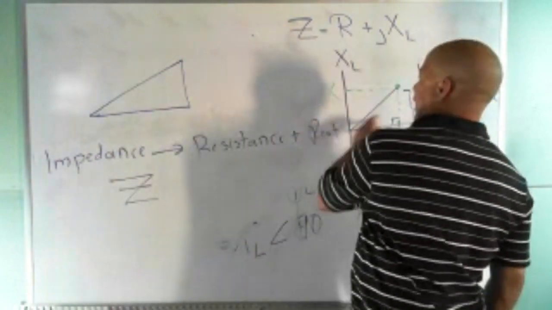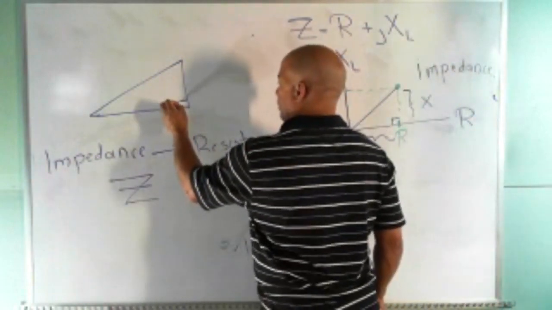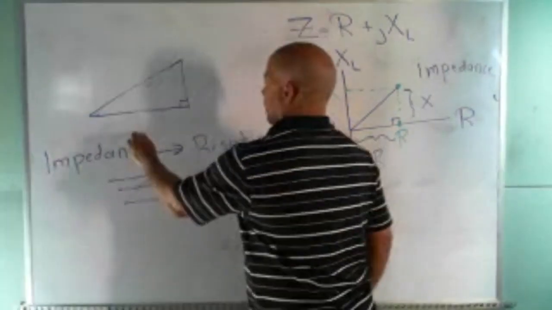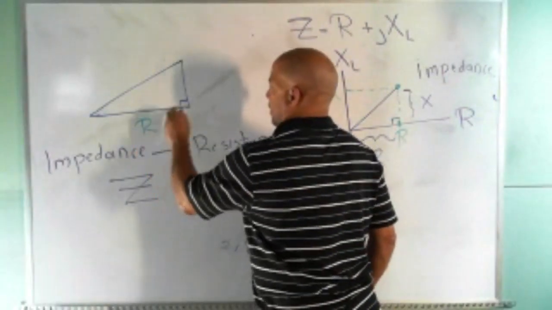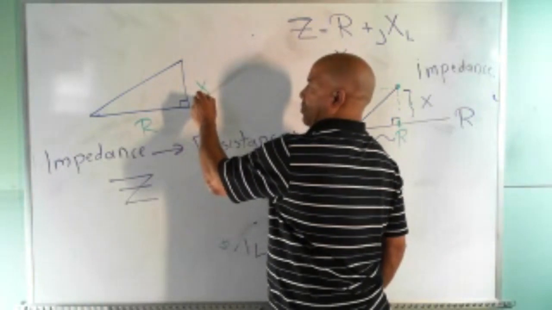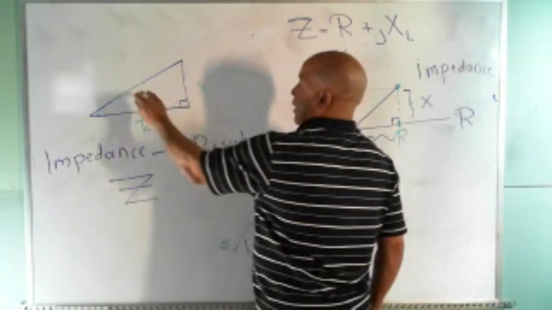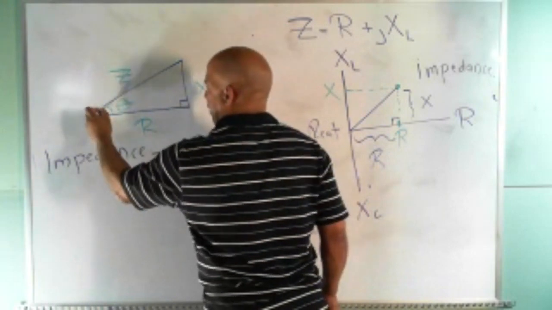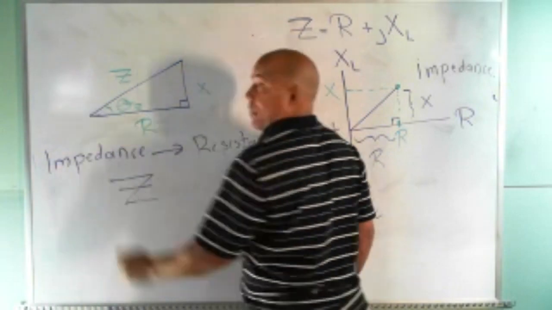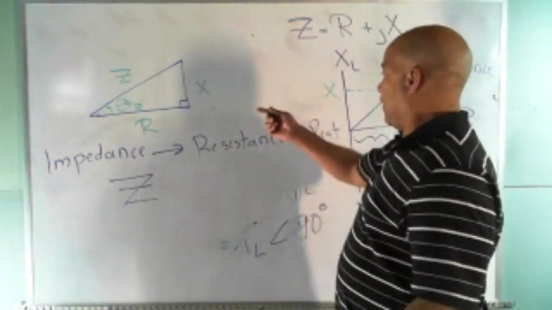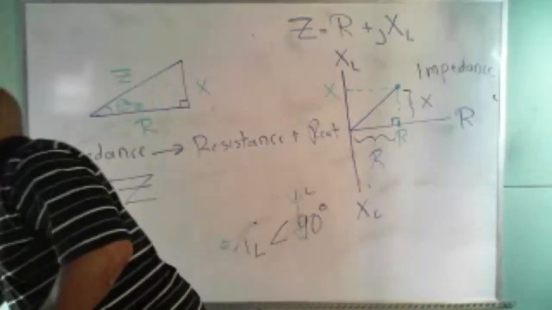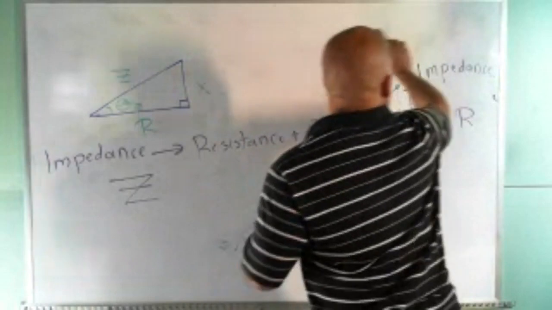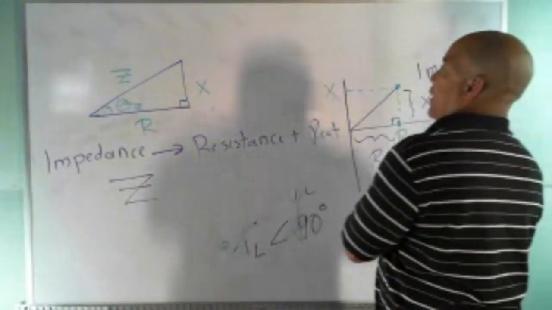And so this right angle is right here. Then this part right here is resistance. This would be reactance, my net reactance. And then this would be my impedance. And this angle right here is called theta Z. That's my impedance angle. So if I show you that way, then we can come up with the formulas you need to actually use this stuff.